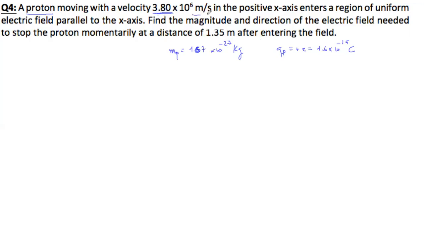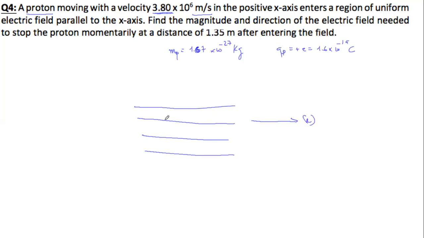A proton with speed 3.80 × 10^6 meters per second in the positive x direction enters a region of uniform electric field parallel to the x-axis. Let's draw the uniform electric field, equally spaced lines here, but I did not give you the direction. So this is the x-axis, and the electric field is either along the x-axis or the negative x-axis. So E can point in this direction or in this direction. We will see.